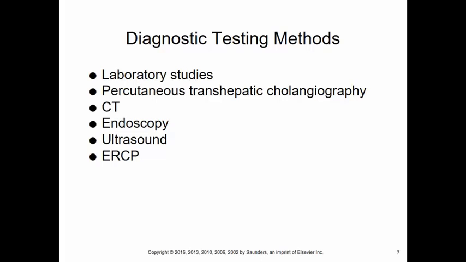Amylase and lipase in the urine. In acute pancreatitis, renal clearance of amylase is increased. So we'll see an increase in amylase in the urine. Bilirubin is the primary pigment in bile, and this is an important test when we're measuring jaundice and evaluating liver and biliary function.